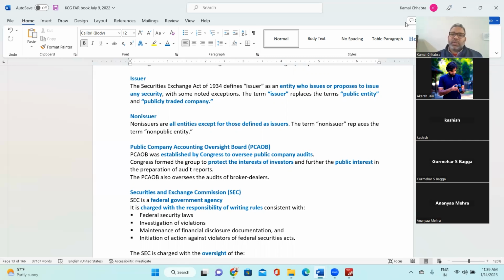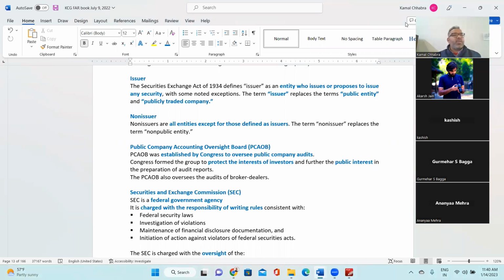The term issuer replaced the term public entity or publicly traded entity. So these are all interrelated or interchangeable terms. For a public entity you can say issuer, for a listed company you can say issuer, or for a publicly traded company you can also say issuer. But issuer is more prevalently used in the USA. In India, we use listed company more prevalently; in the US, they use issuer most prevalently.